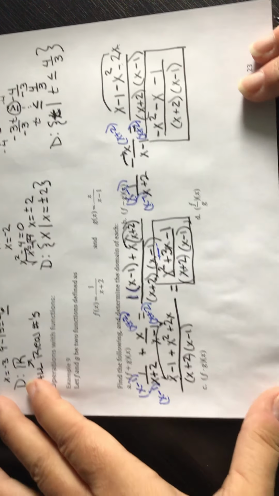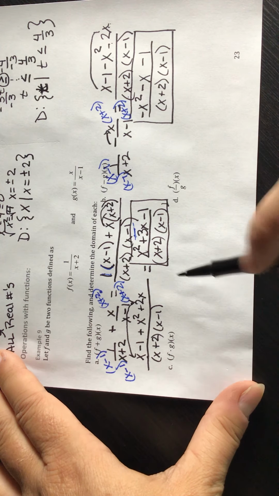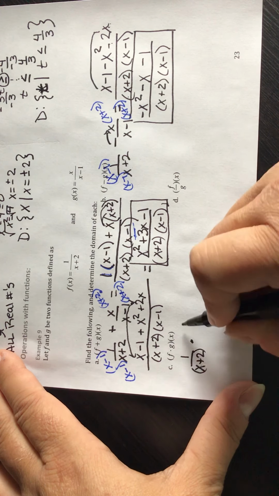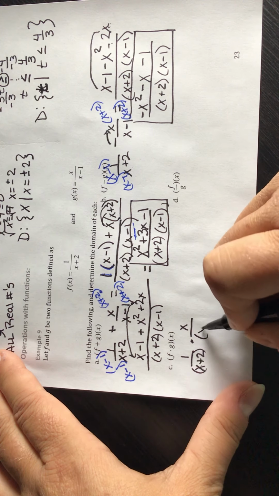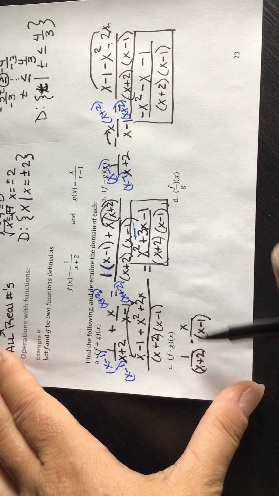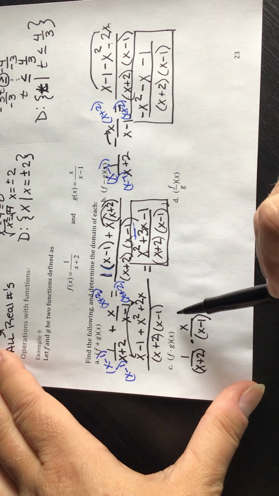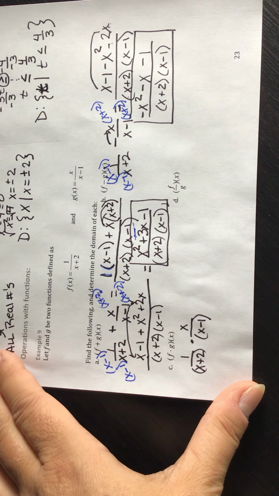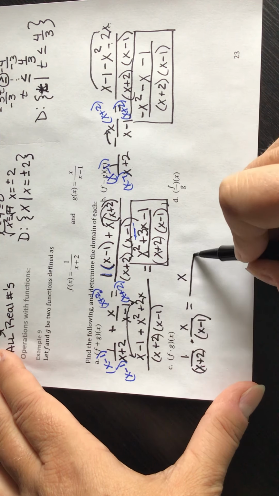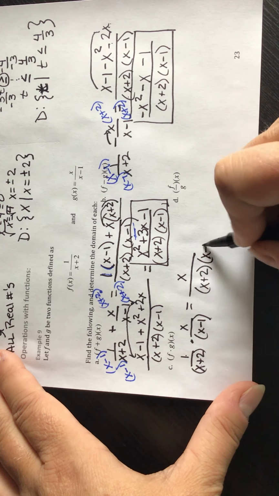Part C asks us to multiply those functions together. Now this time I don't need a common denominator. Really what I need to do is just multiply my numerators and multiply my denominators. First I would check to see, is there anything that I can cancel before I multiply? And in this case there is not. So I have 1 times x is x, and the denominator would be x plus 2 times x minus 1.